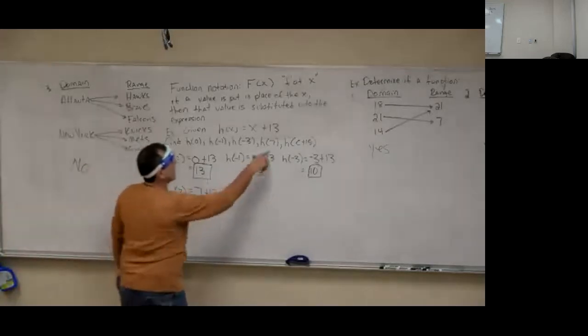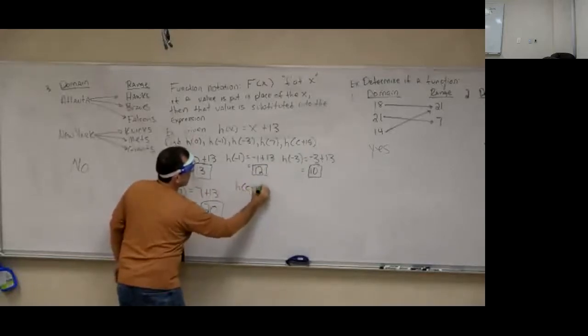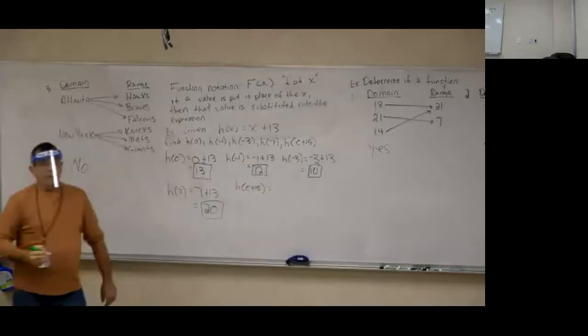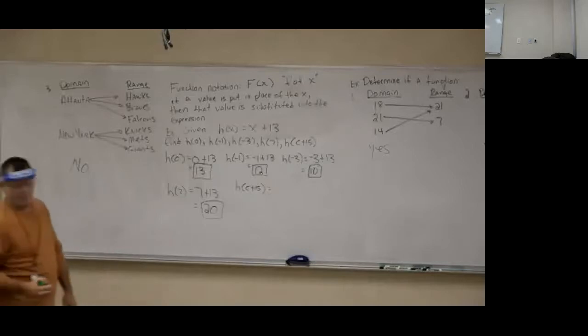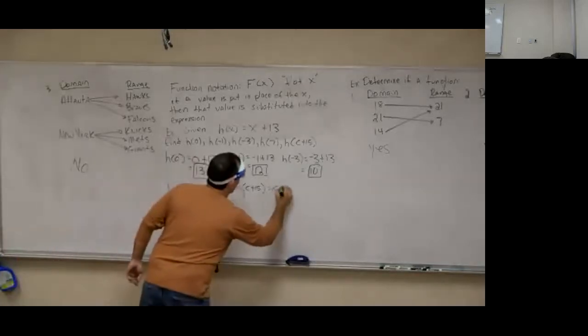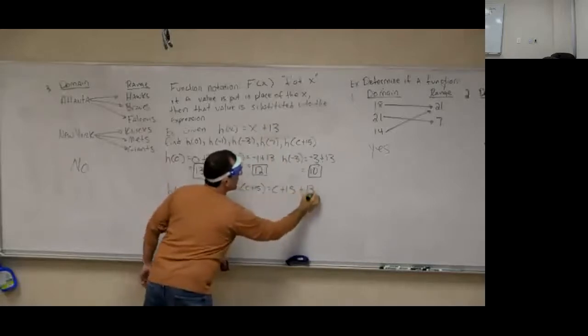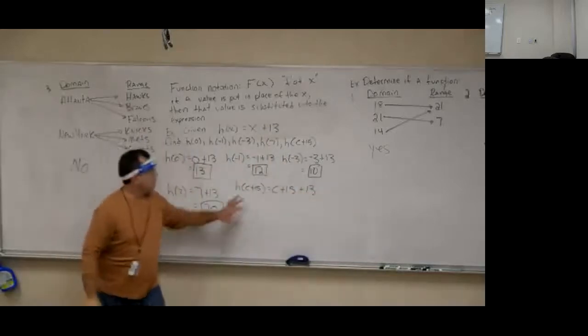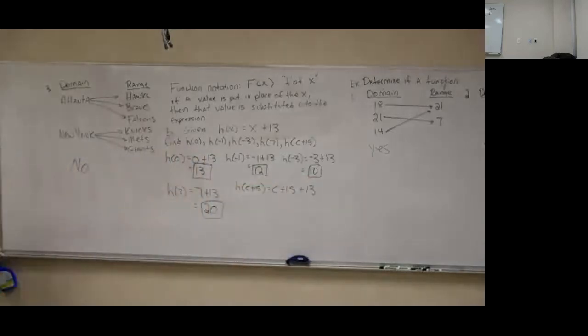The tricky one is that c plus 15, right? So I want to find h of c plus 15. Guess what I'm putting in for that x? C plus 15. But remember, I still have the plus 13 at the end. So you still have a big x plus 13 there. What are y'all doing to that?